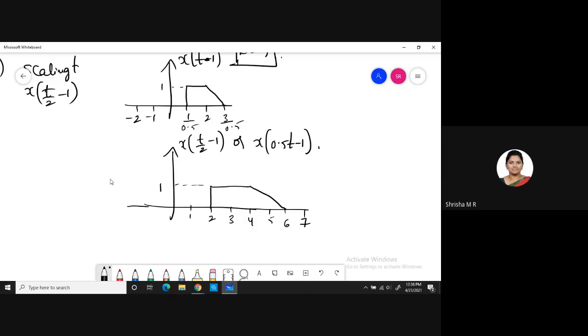So this is with respect to continuous time signals. We'll solve one more problem, and tomorrow we'll see with respect to discrete time signals, how we do shifting, scaling and reflection. So take this one.